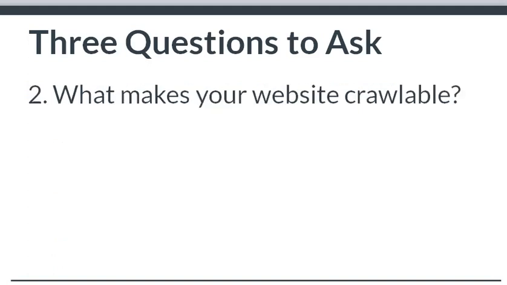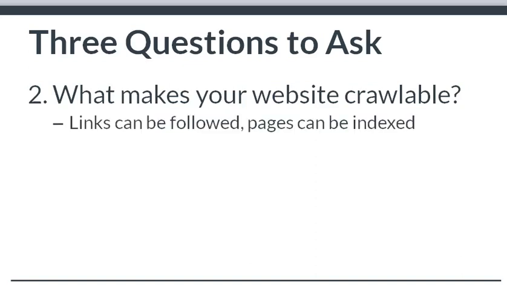The second question you want to ask is, what makes your website crawlable or accessible to search engine robots? Search engine robots crawl through the web. For every link they find, they attempt to access the page so that they can review the information contained on that page. There are 2 requirements for crawlability. 1, that the links to the page can be followed, and 2, that the page itself can be indexed after the search engine robot has found the page.